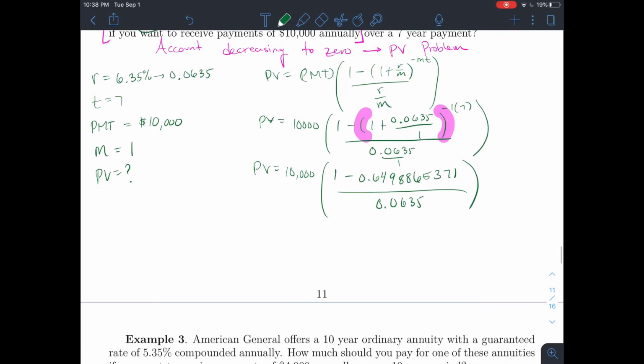Alright, I'm going to do the subtraction. Once I do the subtraction, I'm going to divide it right away, and that is actually going to give us this. So this whole fraction in here will give us 5.513597841, and that's going to give us $55,135.98.